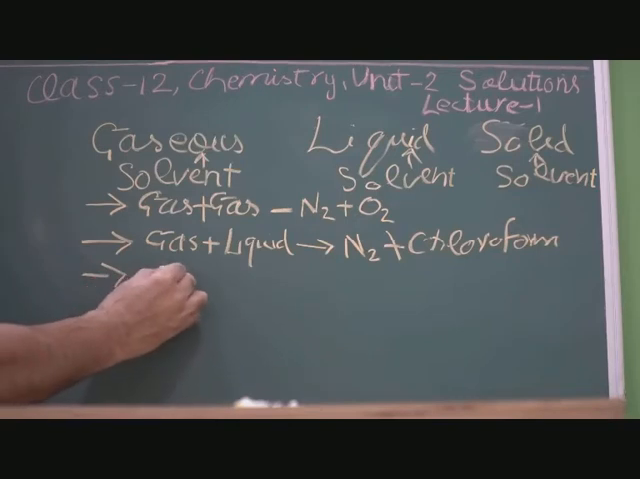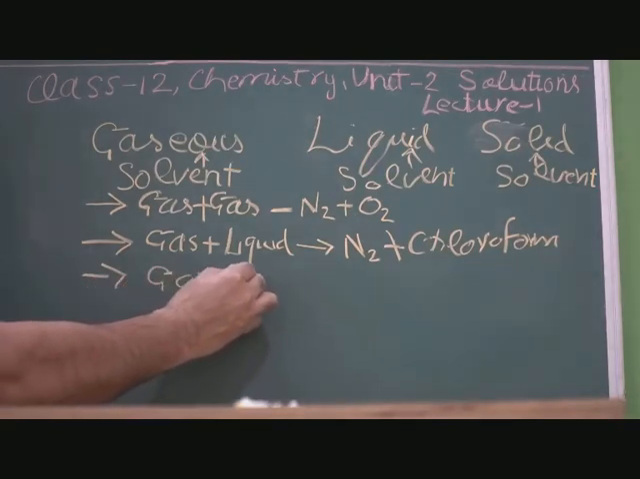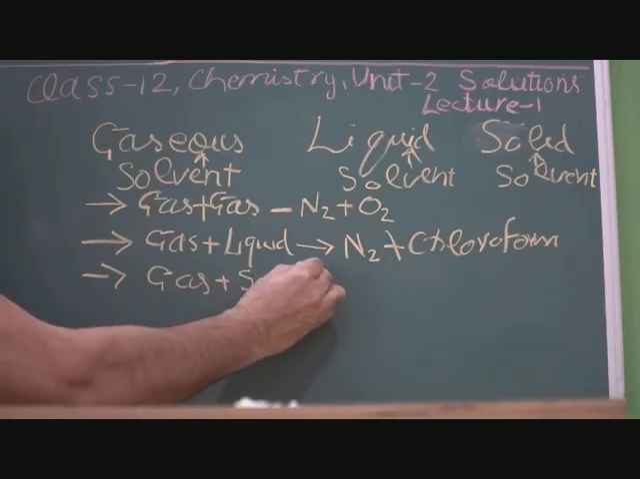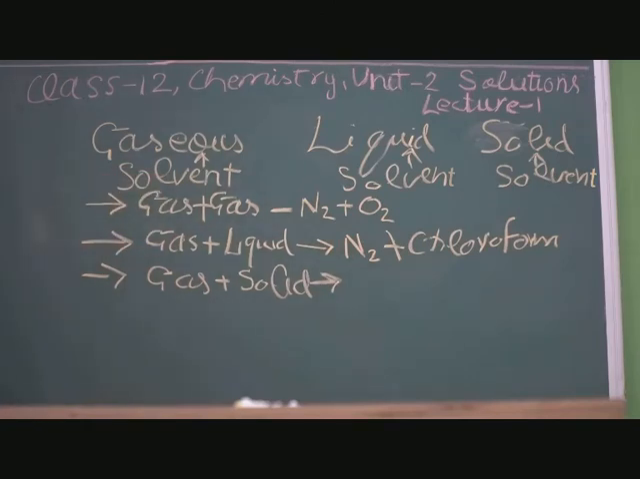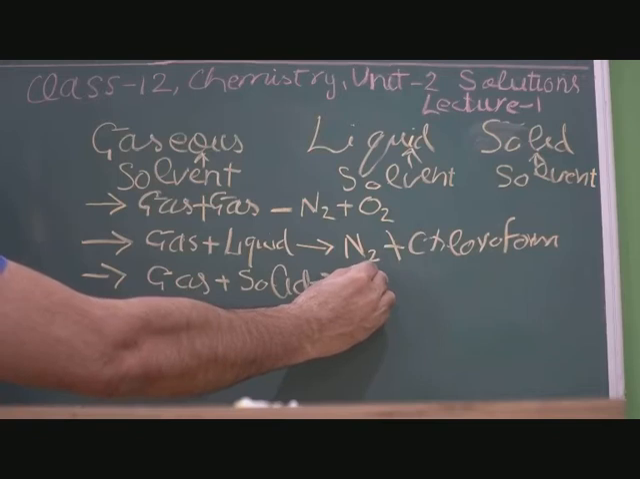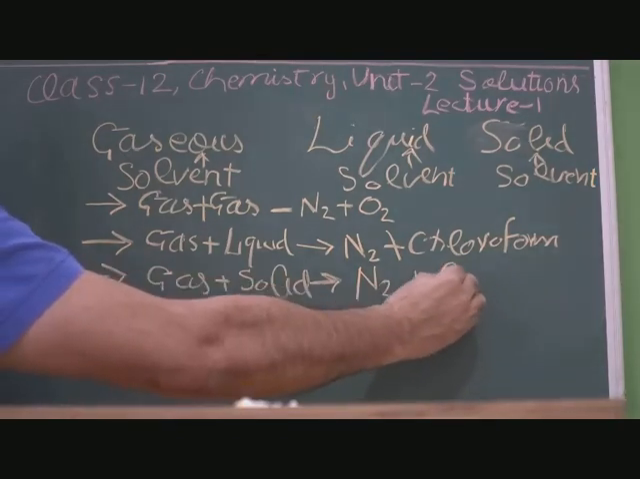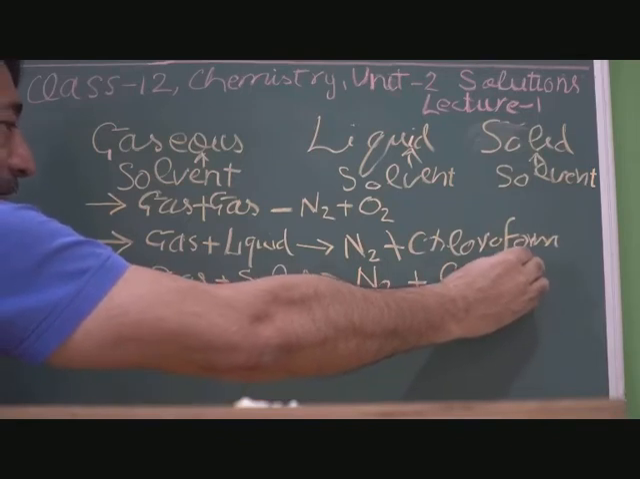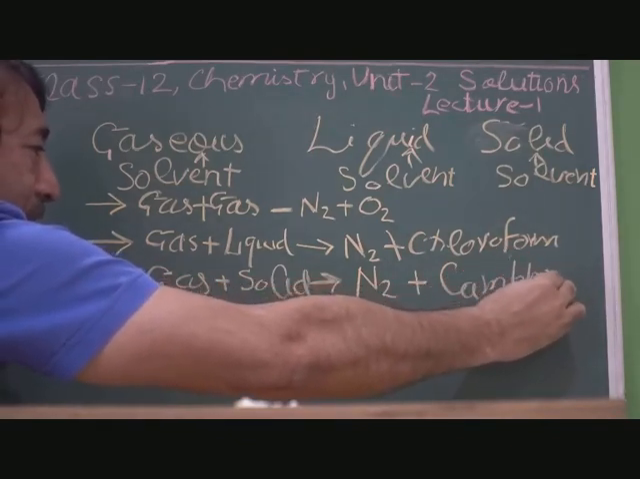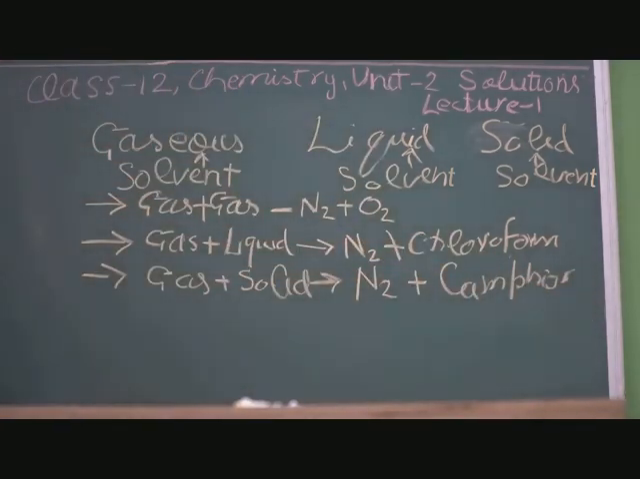And third can be gas plus solid. Example is what? Nitrogen plus camphor. When solution is gaseous state, in that solution, solvent is gas and solute can be a gas, liquid or solid. And these are the examples of these.